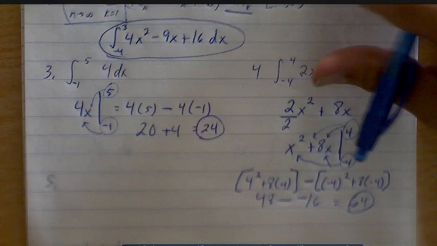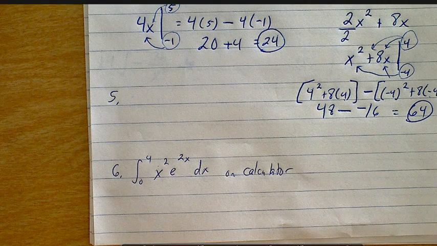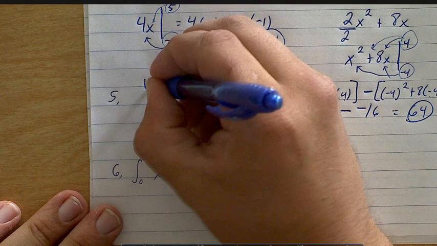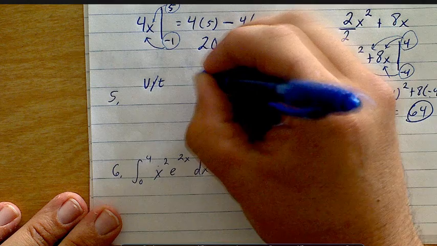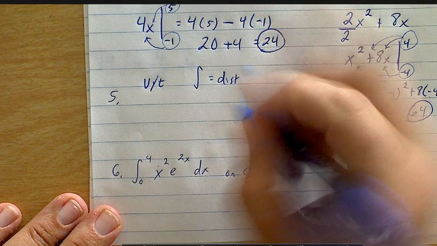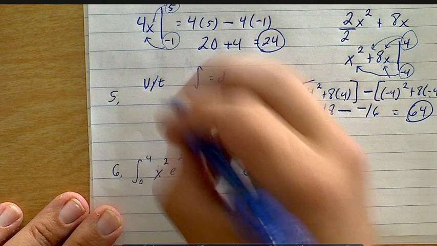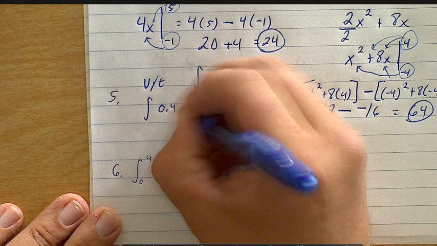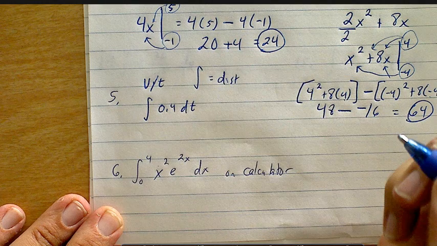Okay, number 5. A snail travels at 0.04 feet per minute for 6 minutes. How far does he travel? When you have a velocity versus time graph, the area under the curve is going to be your distance. So the rate was 0.4, so 0.4 dt, and it says for 6 minutes, so from 0 to 6.